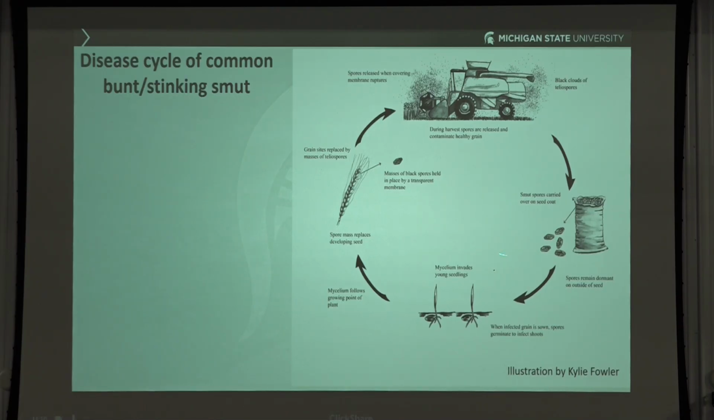The other really big issue here is that we have that seed becoming infected with these bunt spores. And the way that they infect is once those plants start germinating, they'll infect the plant and then grow systemically through the plant and up into the head and replace that ovary tissue with their own spores. And then, of course, the cycle continues.